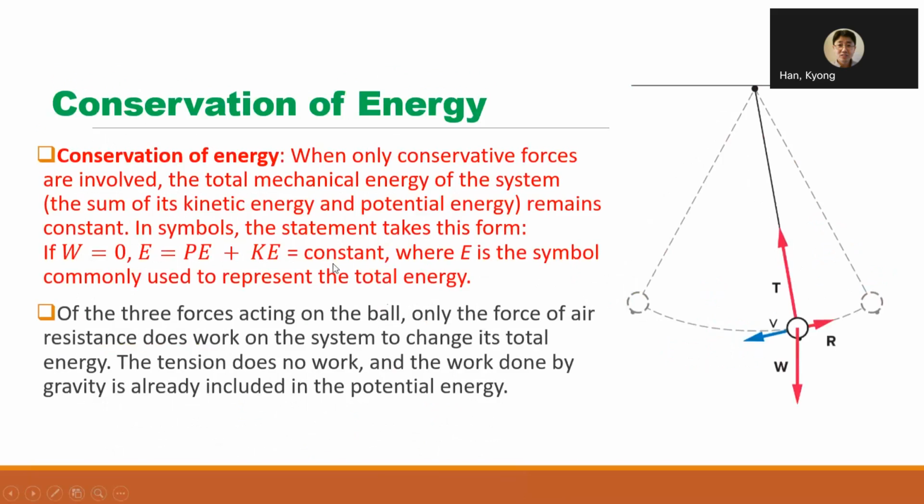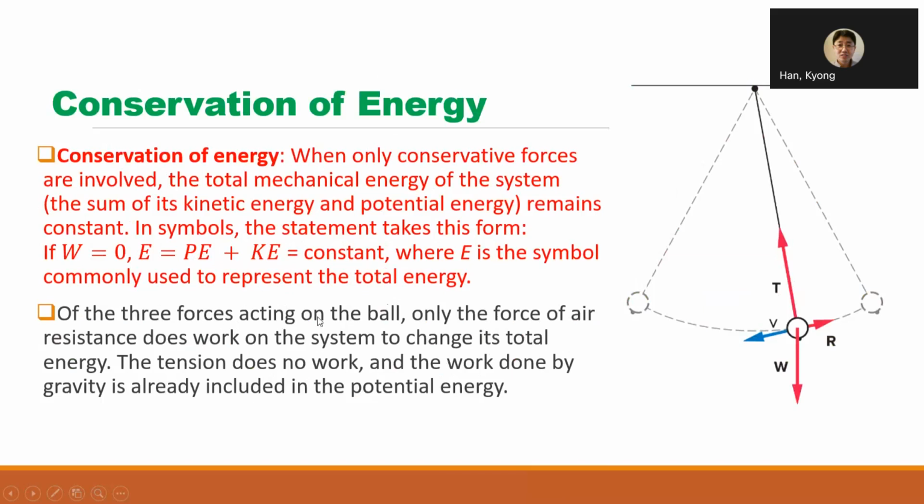And this is conservation of energy, as I mentioned, when only conservative forces are involved. There is no friction, air resistance. Those are not conservative forces. When only conservative forces are involved, the total mechanical energy of the system, the sum of kinetic energy and potential energy, remains constant. In symbols, the statement takes this form: if W equals 0, E equals PE plus KE, which is constant, where E is the symbol commonly used to represent the total energy. That was what I showed in the energy park.